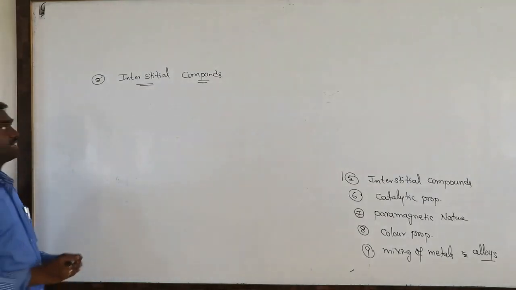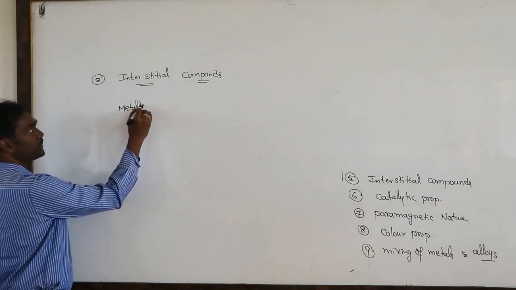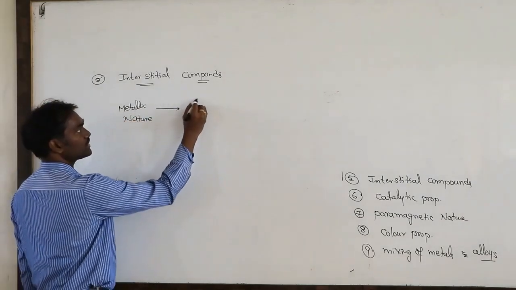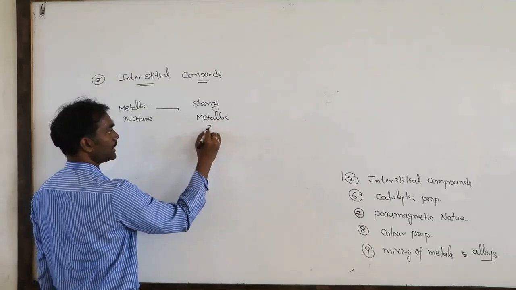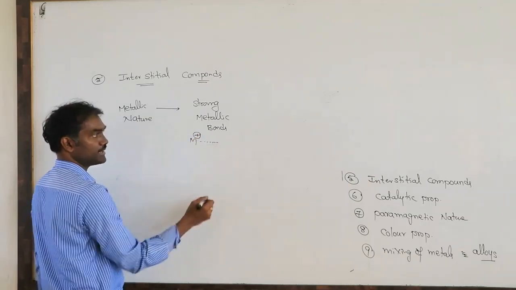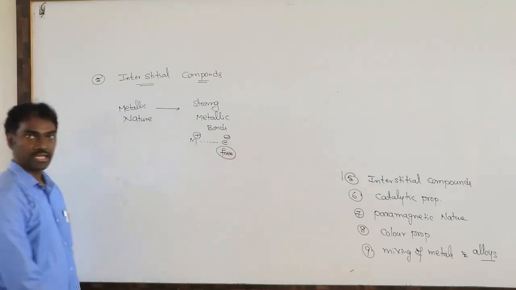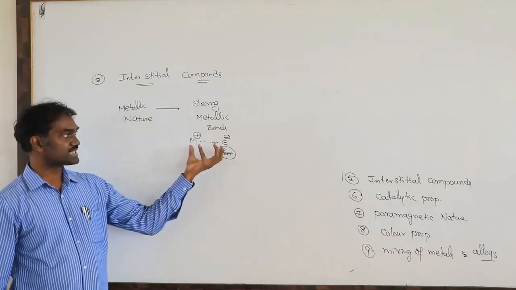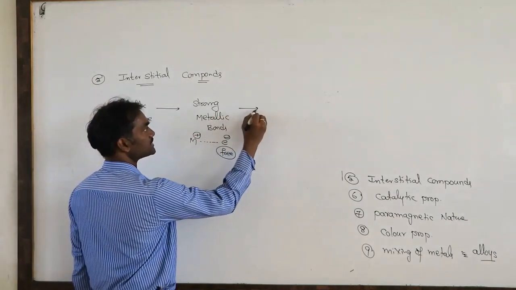Already discussed, in d-block elements what happens? They show metallic nature. Because of metallic nature, what happens? Strong metallic bonds are there. It contains strong metallic bonds. What are strong metallic bonds? The attraction force between the metal cation and free electrons. So the attraction force between the metal cation and free electrons is called a strong metallic bond. This strength is more. Then what happens? Metallic nature increases.